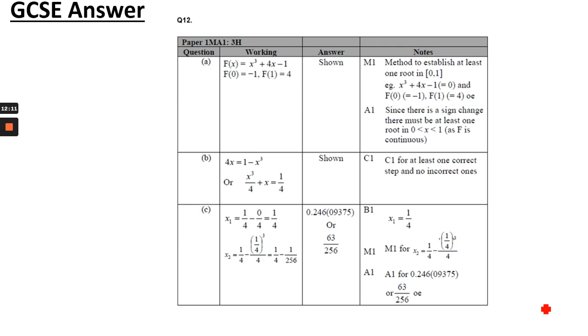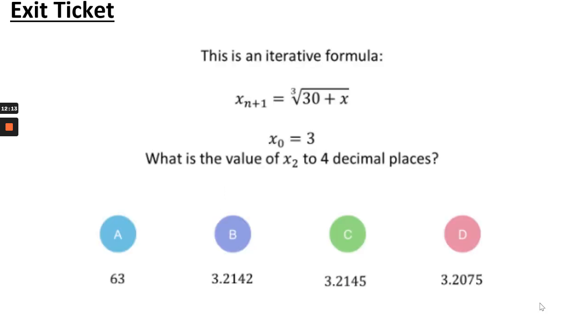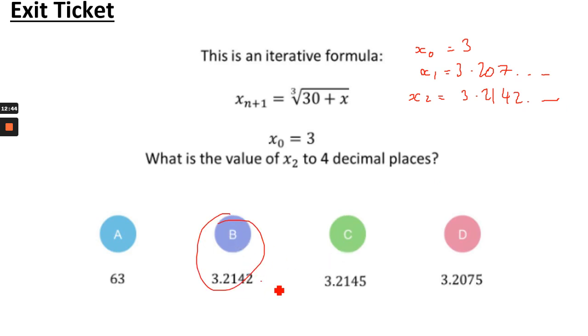Okay, exit tickets to finish. Okay, so x0 is 3. So we want to start with 3. We've got the cube root of 30 plus our answer. So x1 is going to be 3.207. x2 is going to be 3.2142. There we go.